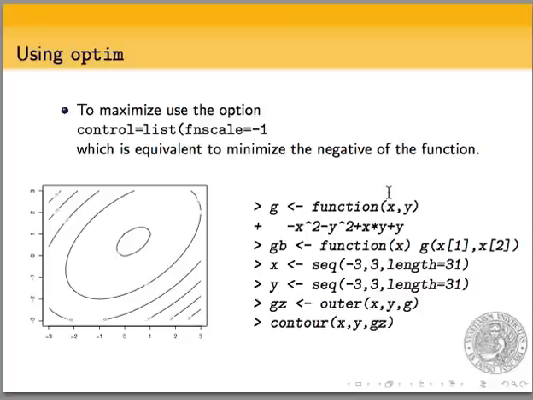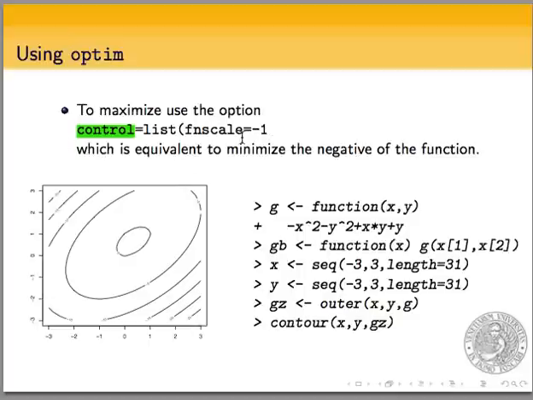So let me provide you with another example, and in particular this is helping me to show what you have to type when you maximize a function. So to maximize a function, you have to use a special option, and what you have to type is control is equal to a list in which fnscale takes the value -1. And please notice that a bracket is missing there, and so there is a typo on the slide. So why do we want to do so?